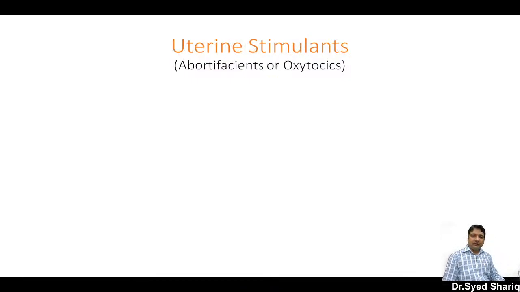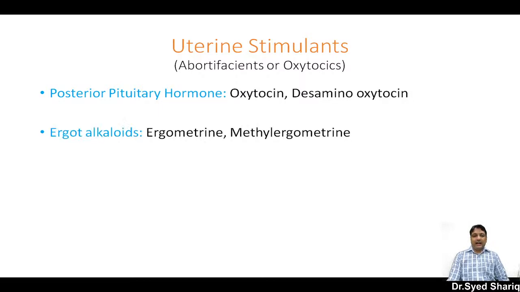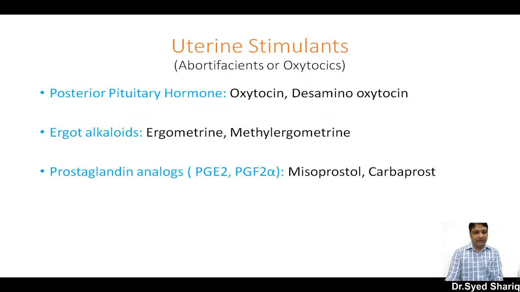So first, we'll start with the uterine stimulants. Sometimes they are called oxytocics or abortifacients, but we'll call them uterine stimulants. The first one, the most important and most commonly used, is oxytocin. It's a naturally occurring hormone, the posterior pituitary hormone. And the second one is ergometrine. We'll see what the difference is between oxytocin and ergometrine.